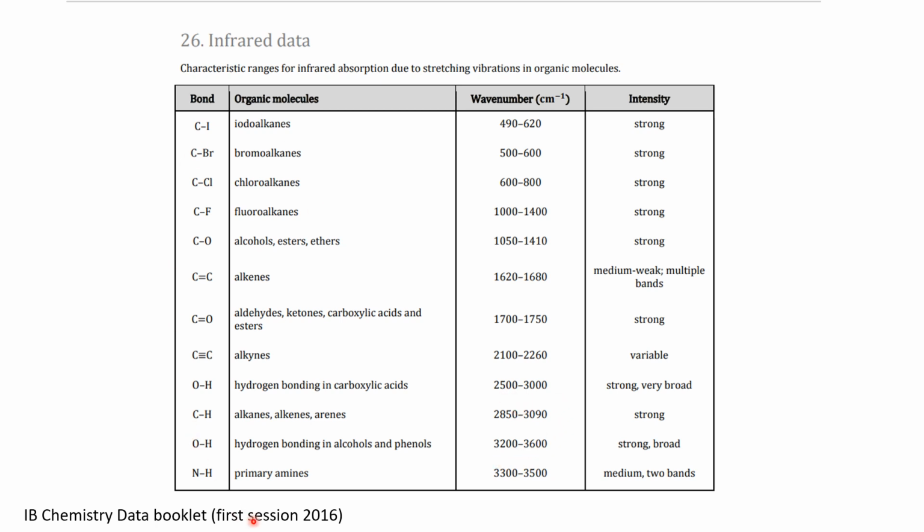And there's the amines and the CH strong peaks for alkanes, alkenes, and arenes as well. Usually in the questions in the exam papers, they tell you which regions to look for, but it's also a good idea for you to look for these as well.